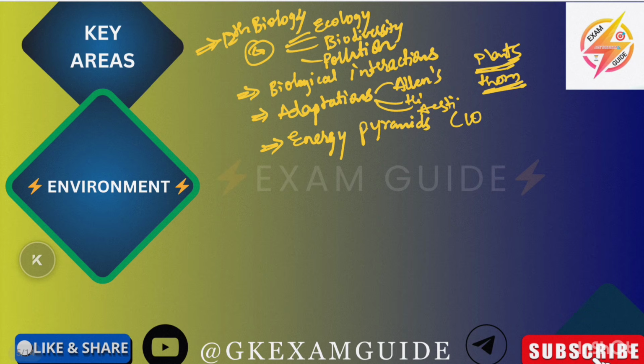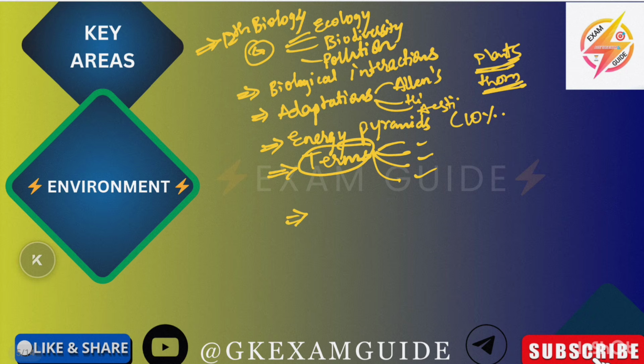We know the 10% energy flow law. And you must also know the terms. Mainly terms: what is an ecosystem, what is a biome, what is an ecotone, what is an ecological niche. These terms are asked in the exam directly. And next you must also know about metal contamination diseases.